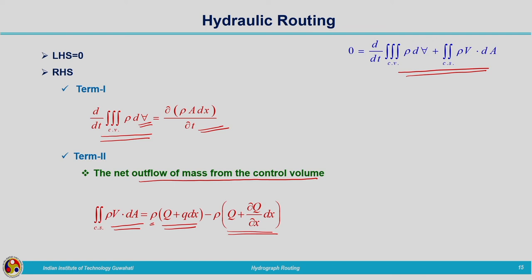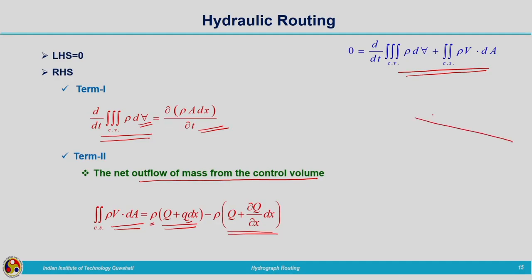In that case, we were having an inflow Q coming into the control volume and Q plus ∂Q/∂x dx going out of the control volume. Then what is this small q coming over here? This is a general expression derived for the case in which there is a lateral inflow coming into picture. So, from where is this small q coming?